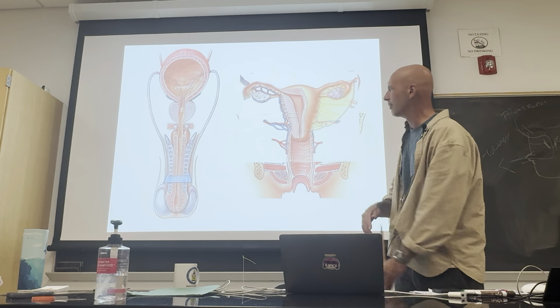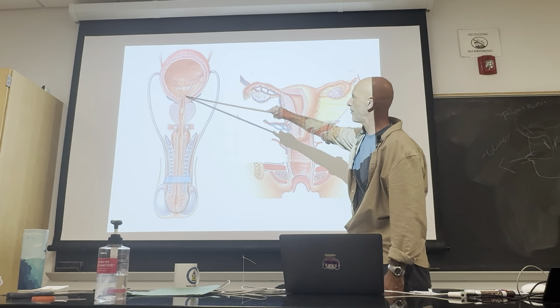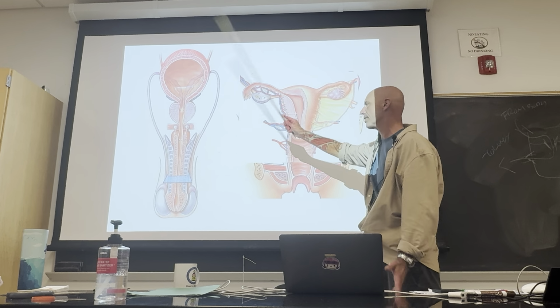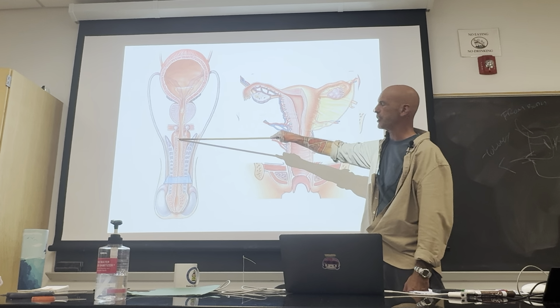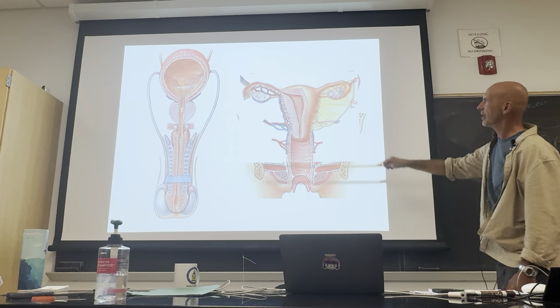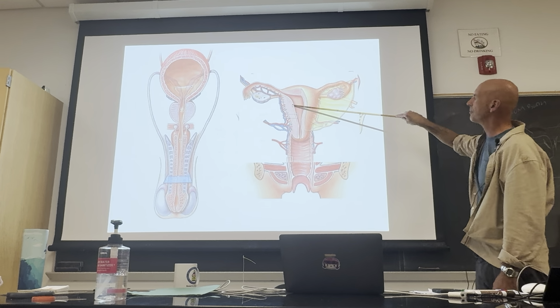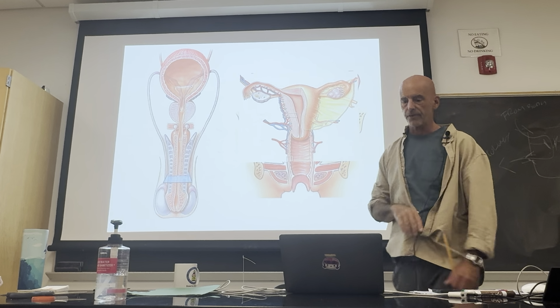And that's just what we went over again. Testes, epididymis, vas deferens, prostate. These are the bulbourethral glands. This is where the urethra is, that's the spongy urethra, and these are the paired corpus cavernosa. Whereas over here, you have the ovaries, fallopian tubes, uterus, cervix, vagina, and leading out into the entrance.